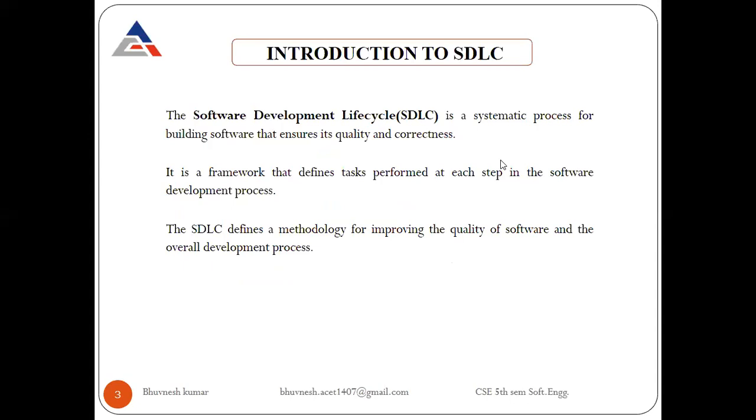Then the introduction to your software development life cycle: SDLC stands for software development life cycle, and it is a systematic process for building your software. This is a systematic way to develop your software, and if you are using a proper life cycle, it ensures that you are building quality and effective software. Quality and correctness are here. If there is correctness in your software, then your product, that is your software, is an effective product. And if we are using proper models and a proper life cycle, then it ensures your quality.